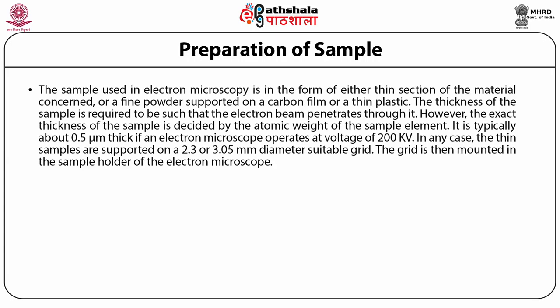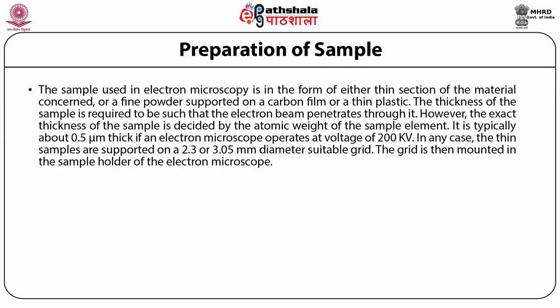The sample used in electron microscopy is in the form of either a thin section of the material concerned or a fine powder supported on a carbon film or a thin plastic. The thickness of the sample is required to be such that the electron beam penetrates through it. However, the exact thickness of the sample is decided by the atomic weight of the sample element. It is typically about 0.5 micrometer thick if an electron microscope operates at a voltage of 200 kilovolts.